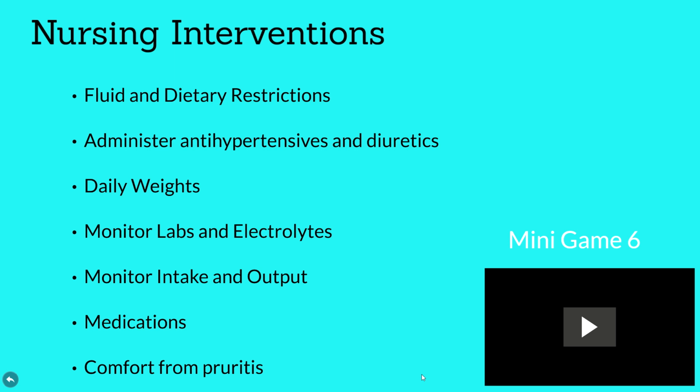Monitoring strict intake and output, we want to know if we're able to pull some of that fluid off or if we're gaining fluid. Medications such as sodium polystyrene sulfonate, otherwise known as Kayexalate, help pull that potassium out and excrete it in the stool. They also give epoetin alfa, which helps increase red blood cell production because our kidneys are unable to do that. And comfort from pruritus.